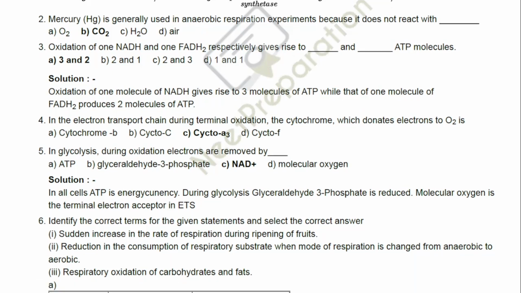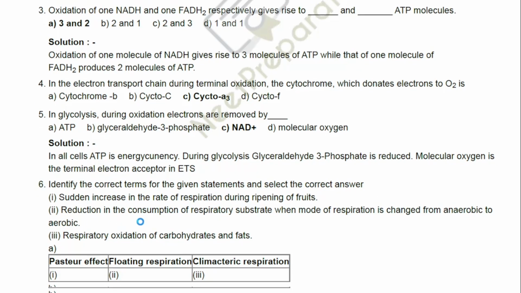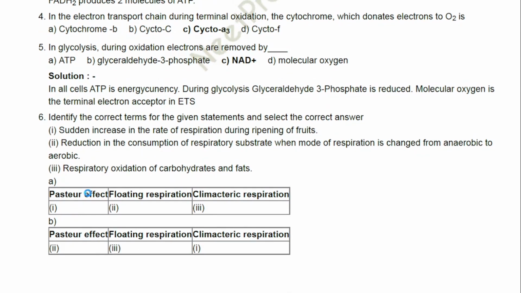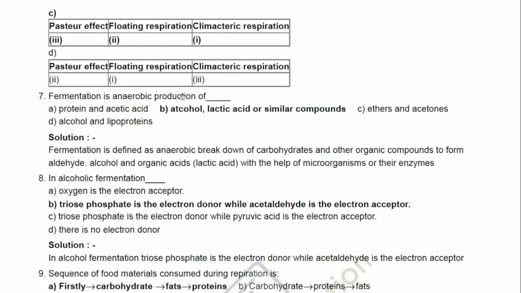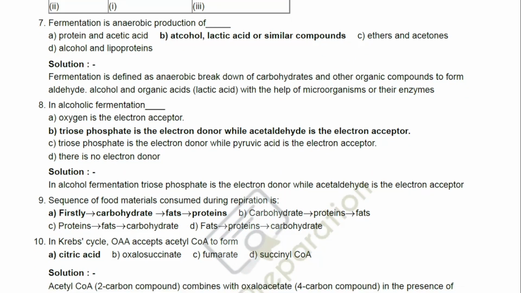You just see the question in your question paper, find the correct answer, and mark the correct answer's option name in the given OMR sheet. For example, question number 6: identify the correct terms of the given statements and select the correct answer. If this is your given question, 4 options are there. In these 4 options, the correct answer is option C. In your OMR sheet, you have to shade question number 6, option C. While you are shading, you have to use a black or blue ballpoint pen only.